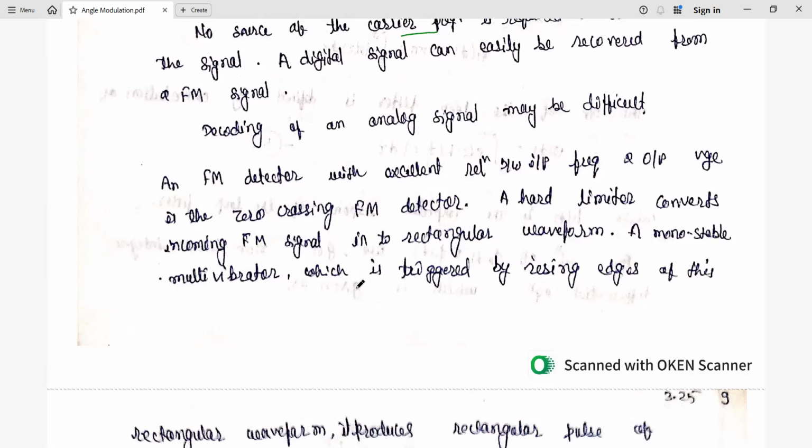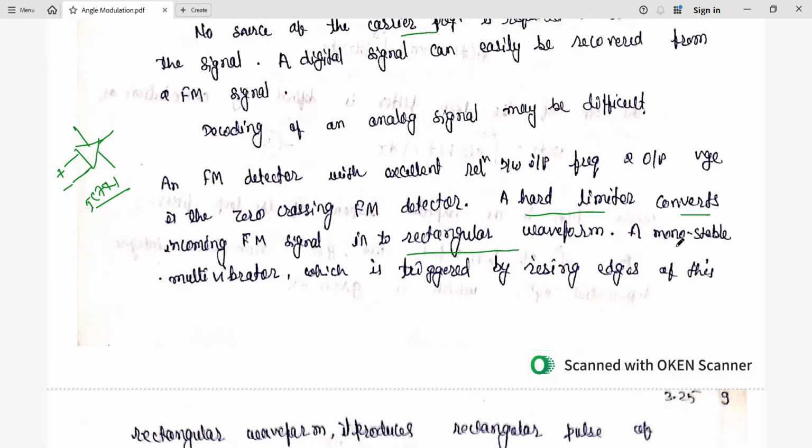One input is given to the positive, the non-inverting terminal, and another to the inverting terminal. Already you are aware of the op-amp. One is the plus, one is the minus. Here is the output. You have pins number 2, 3, then 4 and 7 for the supply. The op-amp here is IC 741. Here they use a hard limiter. That hard limiter is going to convert the incoming FM signal into a rectangular waveform.